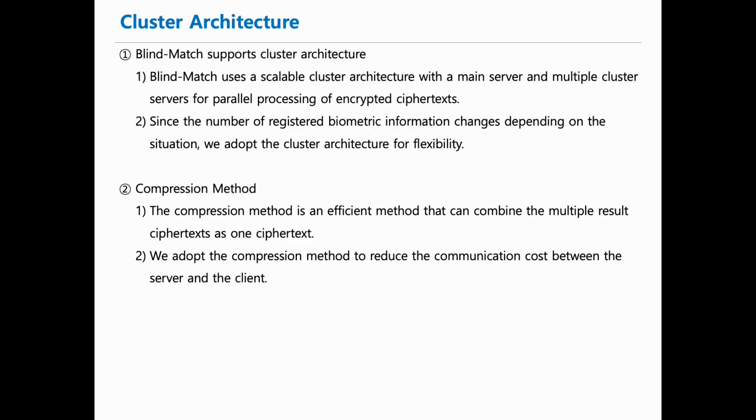And cluster architecture. BlindMatch supports cluster architecture. BlindMatch uses a scalable cluster architecture with a main server and multiple cluster servers for parallel processing of encrypted ciphertexts. Since the number of registered biometric information changes depending on the situation, we adopt the cluster architecture for flexibility. The next is the compression method. The compression method is an efficient method that can combine multiple result ciphertexts into one ciphertext. We adopt the compression method to reduce the communication cost between the server and the client.